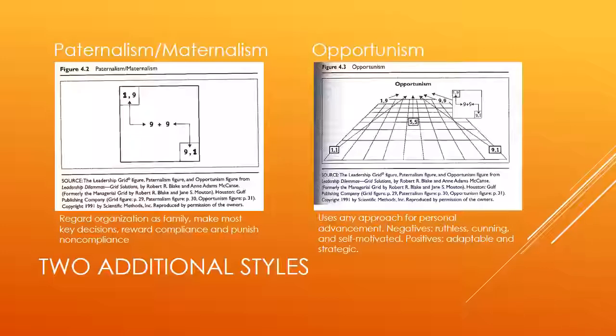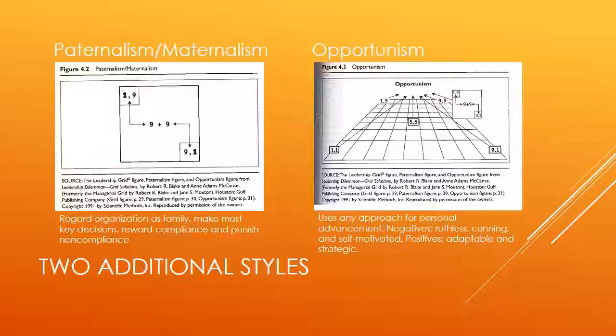They invented 2 more styles because they found that there were some people that just didn't quite fit on the grid. One of those is paternalism-maternalism, and this refers to a leader who uses both the 1-9 and the 9-1, but doesn't integrate the two. They're also known as a benevolent dictator who acts graciously, but does so for the purpose of goal accomplishment. In essence, the paternalistic-maternalistic style treats people as if they were disassociated from the task. They're often described as fatherly or motherly toward their followers, and they regard the organization as family, make most of the key decisions, and reward loyalty and obedience while punishing noncompliance.